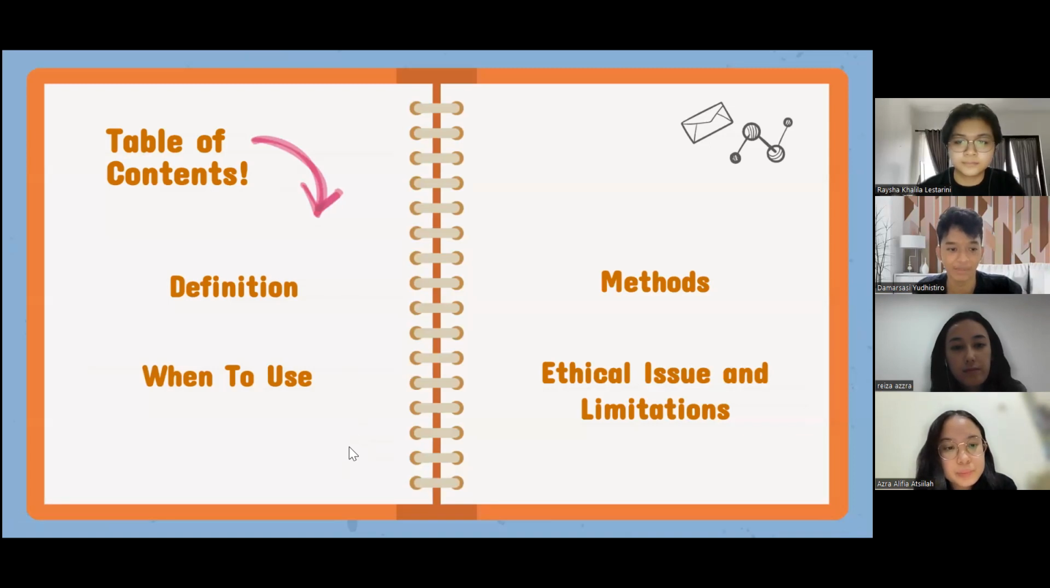So here's the table of contents. As you can see, it consists of 4 parts. The first one is definition. The second one is when to use and how to use. The third one is methods, and the last one is ethical issues and limitations.